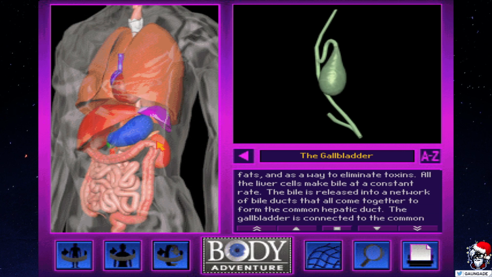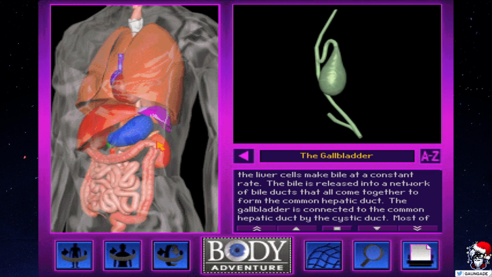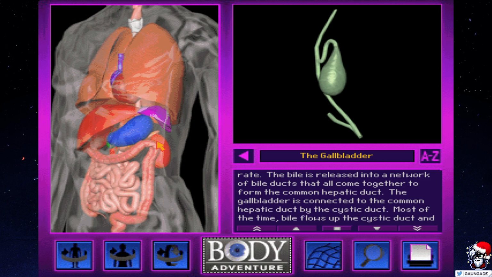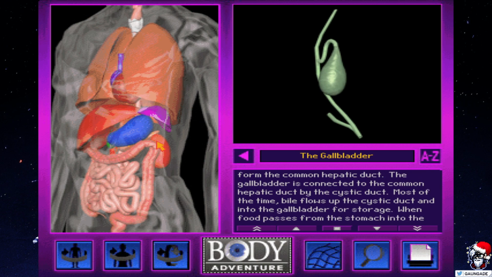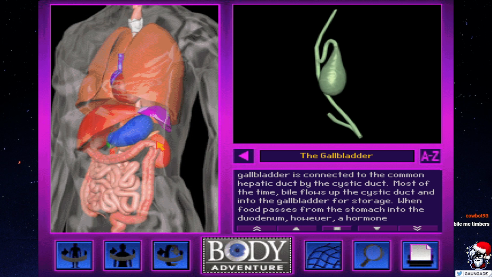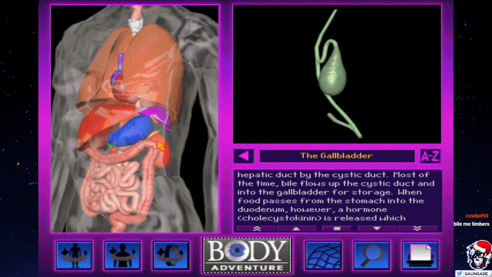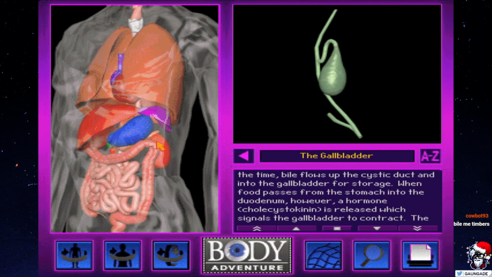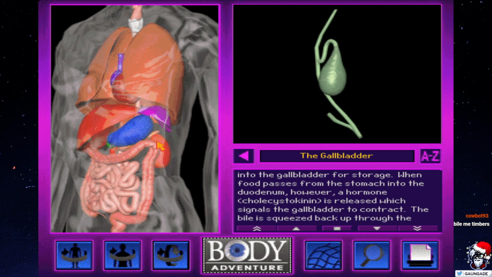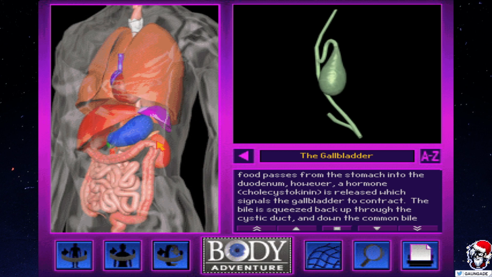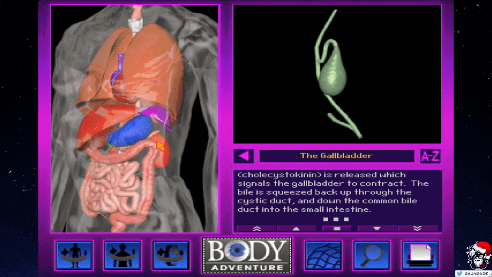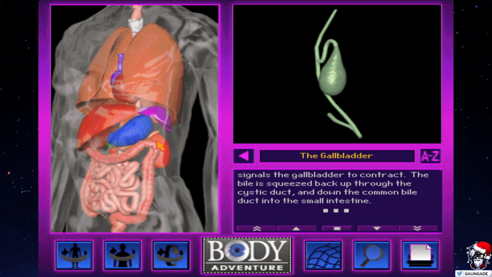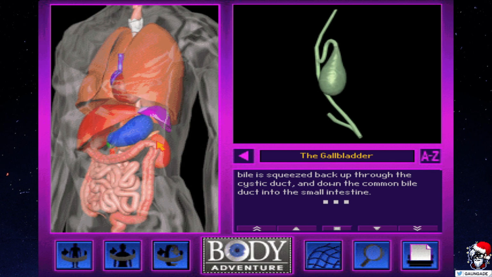The bile is released into a network of bile ducts that all come together to form the common hepatic duct. The gallbladder is connected to the common hepatic duct by the cystic duct. Most of the time, bile flows up the cystic duct and into the gallbladder for storage. When food passes from the stomach into the duodenum, however, a hormone, cholecystokinin, is released, which signals the gallbladder to contract. The bile is squeezed back up through the cystic duct and down the common bile duct into the small intestine.